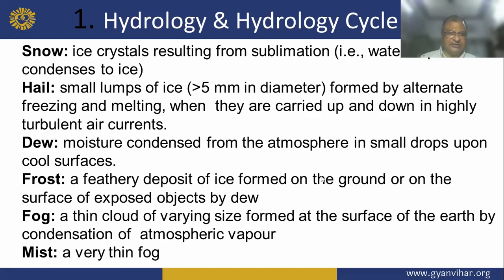And next is dew: moisture condensed from the atmosphere in small drops upon a cool surface. And fifth, frost: a deposit of ice formed on the ground or on the surface of exposed objects by dew. And fog: a thin cloud of varying size formed at the surface of the earth by condensation of atmospheric vapor, and mist: a very thin fog.